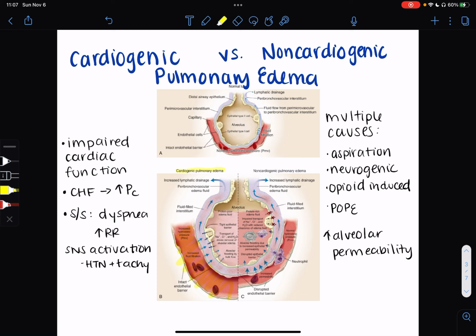And here on the right, we have our non-cardiogenic pulmonary edema. This is going to have multiple causes: aspiration, neurogenic, opioid-induced, and POPE. We're going to go over those in a minute. For this one, we're going to have increased alveolar permeability. So you can see the edema fluid as protein rich.